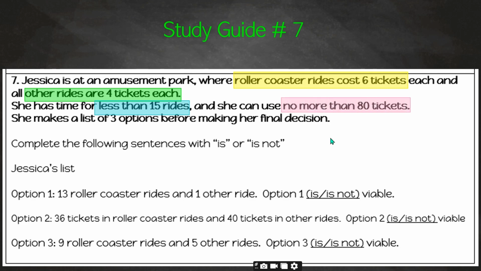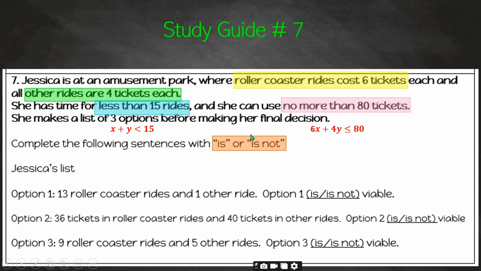So to solve this algebraically, which is what the goal is here, but you can also use logic to try to figure it out, we're going to write some equations. So if she can ride roller coasters and other rides, I'm going to apply roller coasters to the variable x, other rides to the variable y, and x plus y must be less than 15 rides because this tells me less than 15 rides. And she can use no more than 80 tickets. So 6x, because roller coasters cost 6 tickets, plus 4y, because other rides cost 4 tickets. The combination of those two things needs to be less than or equal to 80.